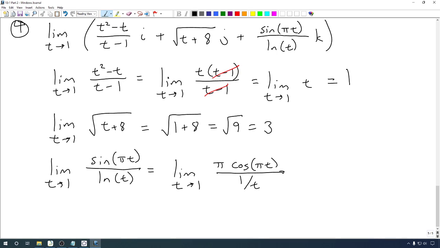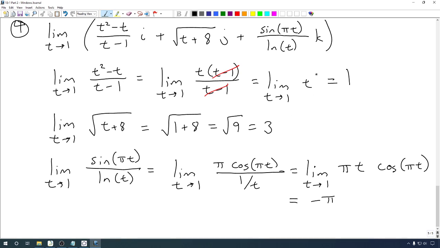Now we have to think about what this limit is. It looks a little bit more complicated than it is. We're dividing by 1 over t. That just means we bring a t up on top. So this is the limit of pi t times cosine of pi t. And if we plug 1 into here, well, here's just 1. Cosine of pi is actually negative 1. So we have pi times 1 times negative 1. Or in other words, we get negative pi out.